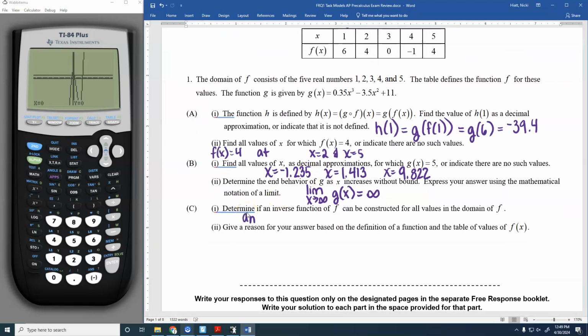an inverse function of F cannot be constructed for all values in the domain of F. Use their words. Just rewrite what they've done.